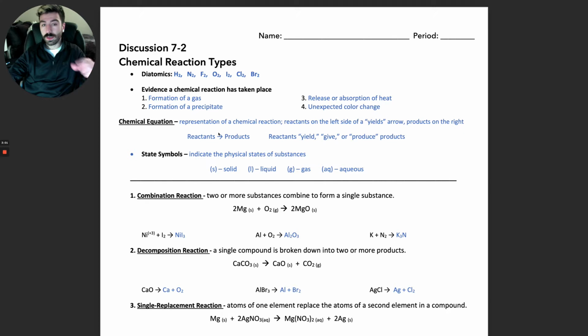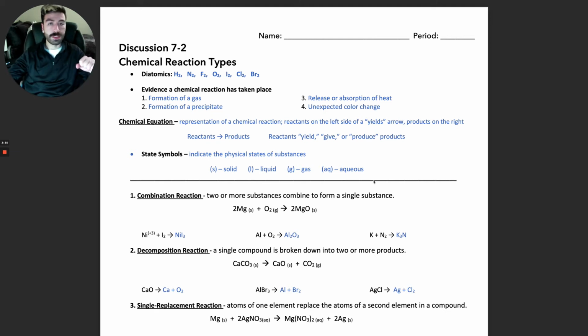And so there are a few things that we use to describe these. State symbols describe the physical state of the substances involved in a reaction. S refers to solid, L, which will often be cursive if I handwrite it, is liquid, G is gas, and AQ is aqueous, which refers to being dissolved in water. You'll typically see this with a metal compound or a salt compound that's dissolved in water. And that will describe the states of the reactants or the products.